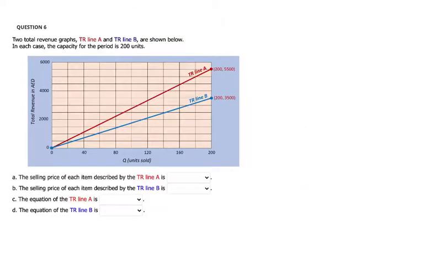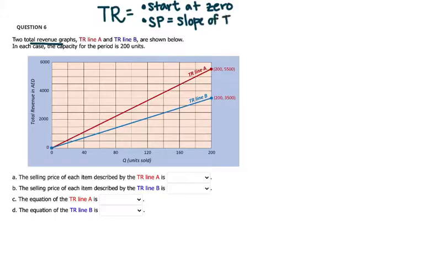Okay, this next question looks a little more complicated, but don't let that fool you. It says these are revenue graphs. You know the revenue graphs because they start at 0, 0. When you sell nothing, you have not collected any money from sales. So revenue graphs always start at 0. And in addition, if you want to find the selling price, you find it by just doing the slope of the revenue graph. Okay, so those are the characteristics of the revenue graph.